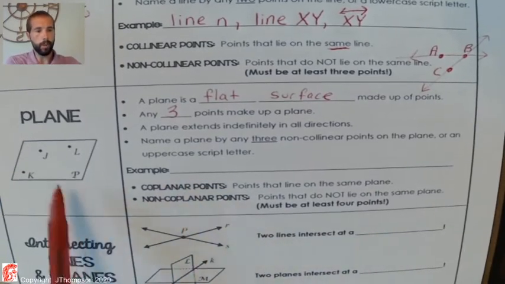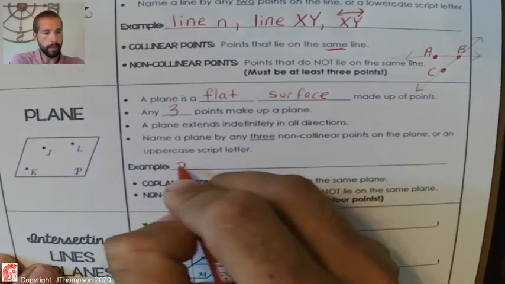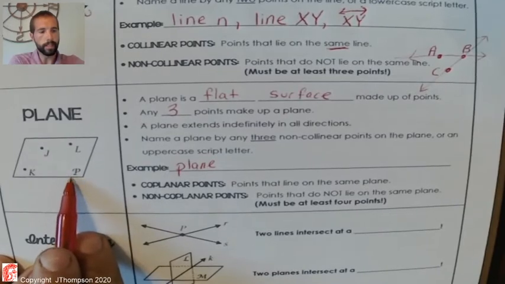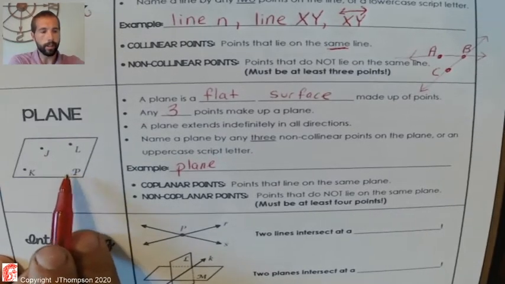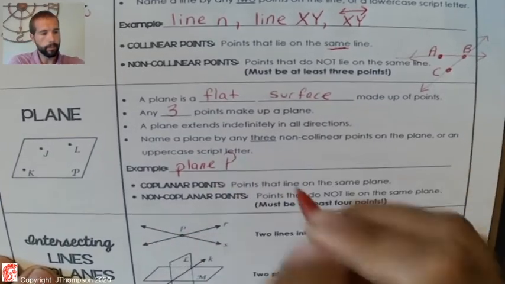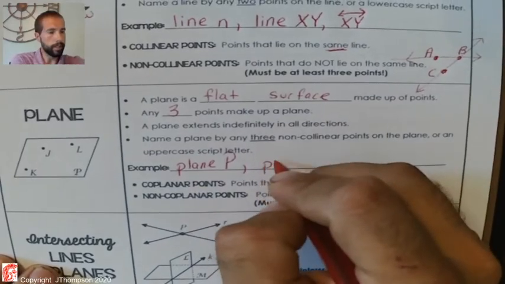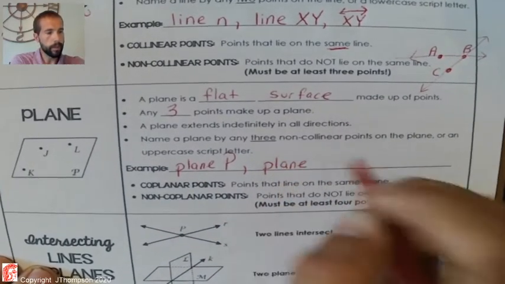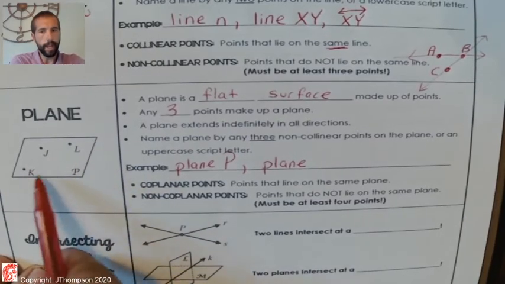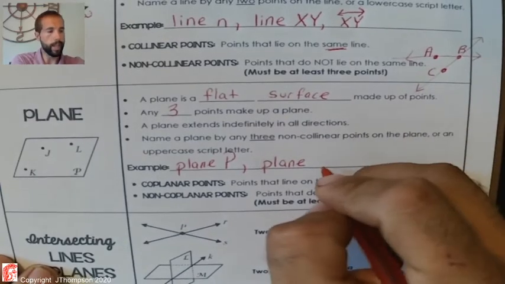So an example of a way to name this plane is you can use the script letter. So we would just say plane, and then notice how there's no point next to this P. This P is just there to tell us that the name of that plane is plane P. We can also name it using the 3 points. So we can say KJL, JLK, JKL, any order, you would just name those 3. So I'm going to call it plane JKL.